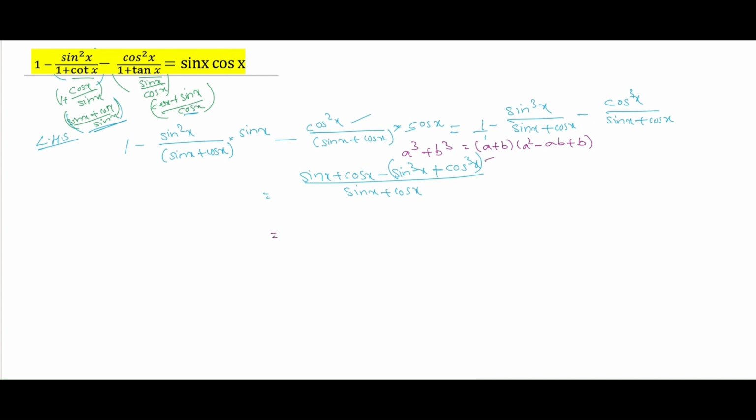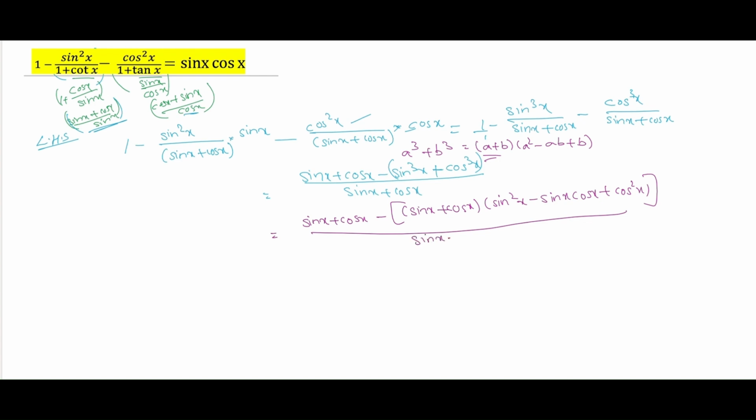Now, if we apply this particular identity, it is sin x plus cos x minus of a plus b, that is sin x plus cos x into a square means sin square x minus ab, that is sin x cos x plus b square, that is cos square x upon we have sin x plus cos x.